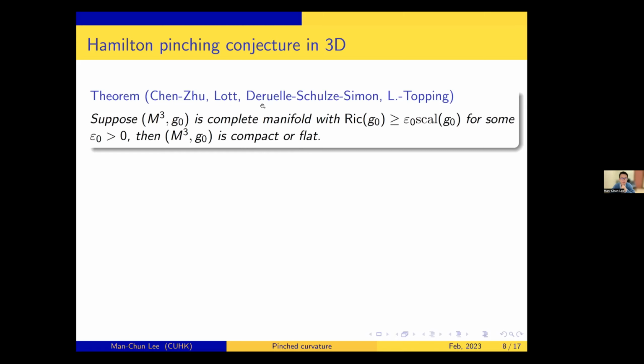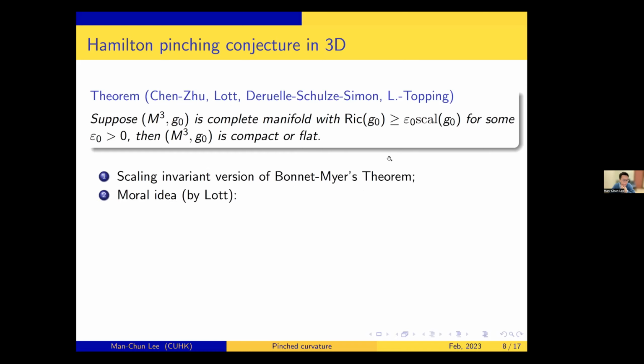a series of work by John Lott, Joshua Simons, and myself with Peter Topping. We eventually proved everything. You can think of this as a scaling invariant version of the Bonnet-Myers theorem, but in three dimensions. Before I move on, let me say something about the idea of this theorem and why you expect this to be true.